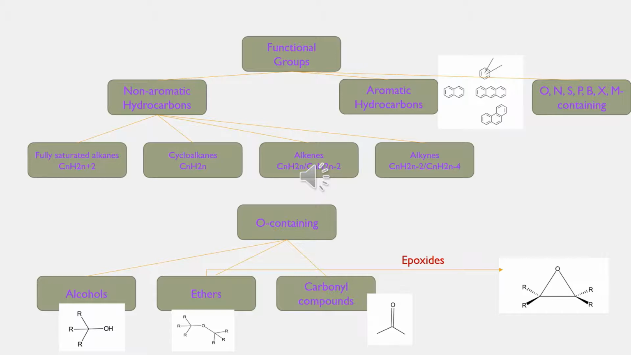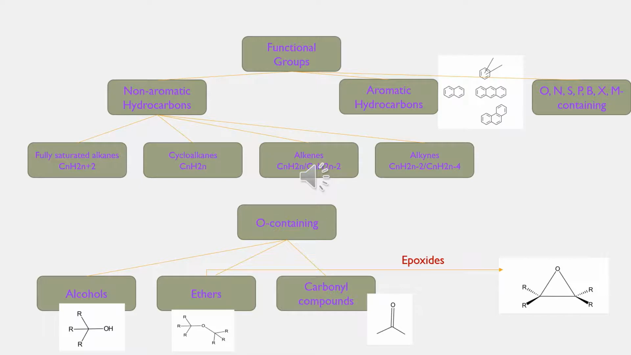Okay, now going back to non-aromatic hydrocarbons. You have four subcategories under that box. You have what are called fully saturated alkanes, which are hydrocarbons that have no double or triple bonds and no rings, and they follow the formula CnH2n+2, where n is equal to 1, 2, 3, 4. Right? 1 methane, 2 ethane, 3 propane, 4 butane, 5 pentane, and so on.